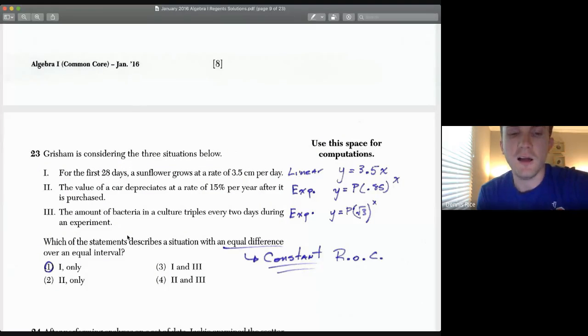I could find it. For number 23, which one is equal difference over an equal interval? You might have been like, what is that asking? What they were basically asking is, which one has a constant rate of change? In other words, which one is linear? The only one that's linear is Roman numeral 1. Number 2, I see percent, wrong right away. Number 3, I see the word triple, that's times 3, nope. So the only one that's linear is choice 1, 3 centimeters a day, 3.5 centimeters a day.